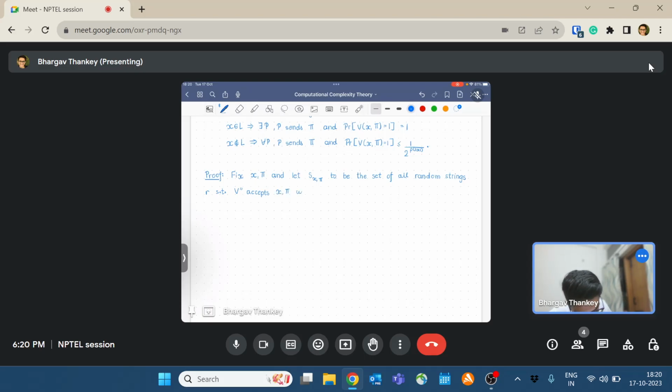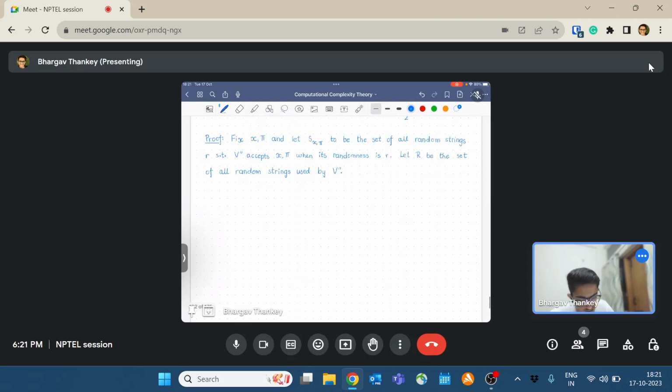X comma pi, and then the randomness is... and let R be the... Yes, since P double prime is a polytime machine, any random string it uses is of polynomial size. So R is going to be something like {0,1}^q(|x|) for some polynomial q. But we don't need to be that explicit. We can just have some R. So now there are two cases.